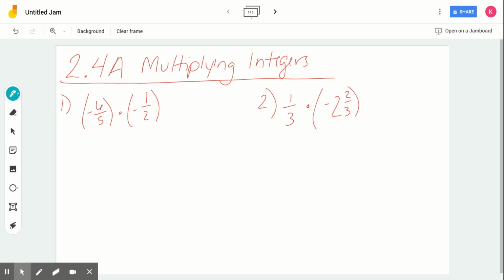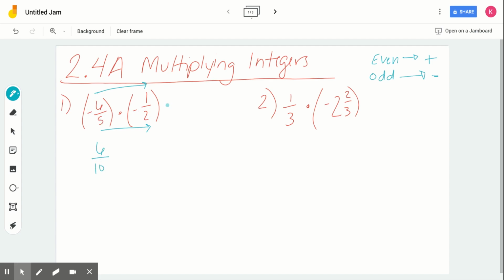An even number of negative signs makes a positive answer. An odd number of negative signs makes a negative answer. When we're multiplying these rational numbers, when we're multiplying fractions, we're simply going to go straight across the top and straight across the bottom. So 6 times 1 is 6. 5 times 2 is 10.